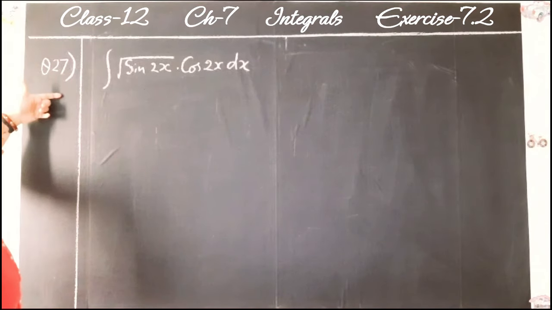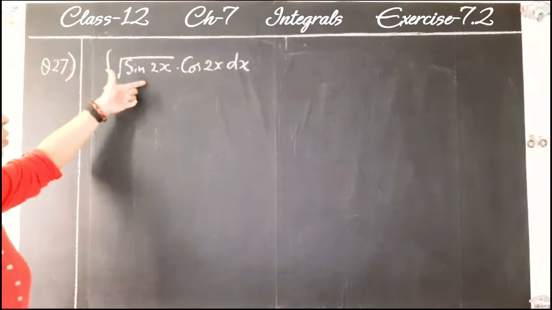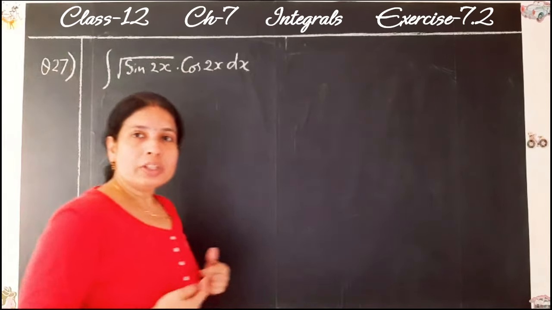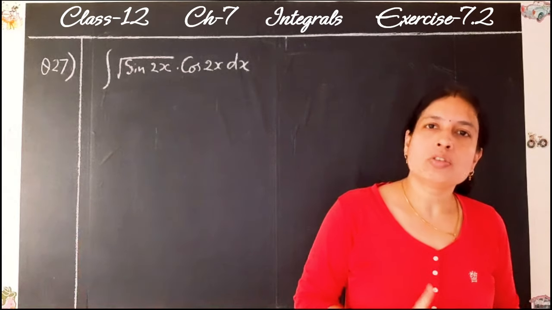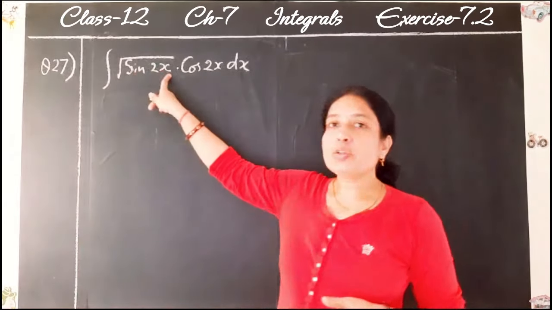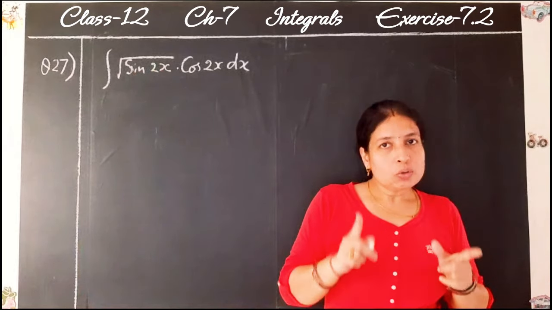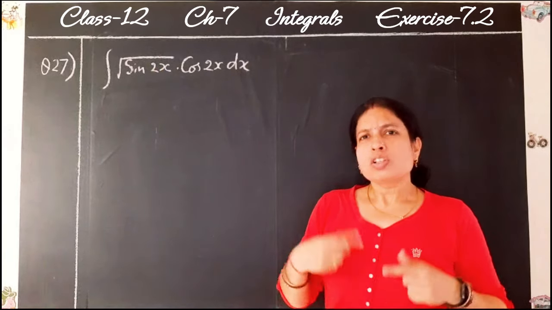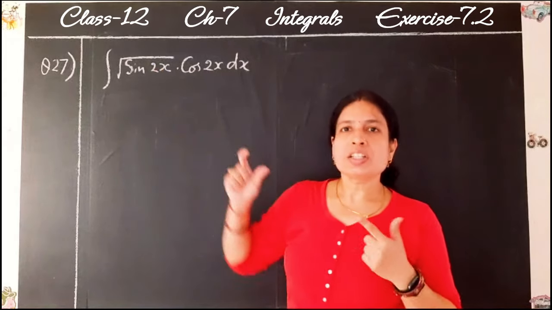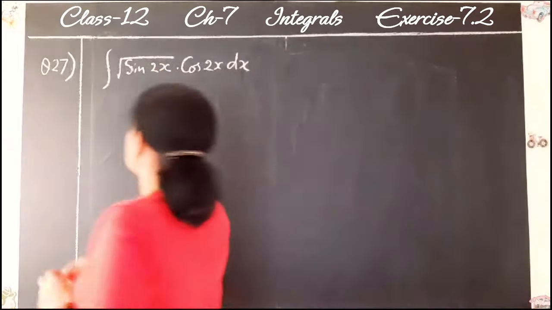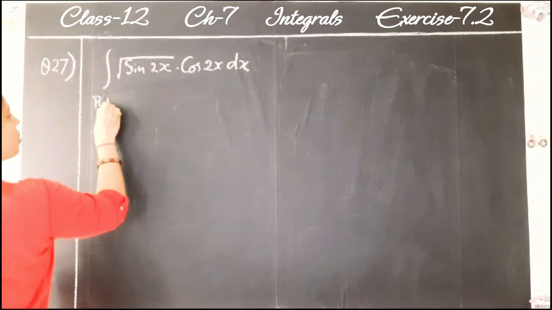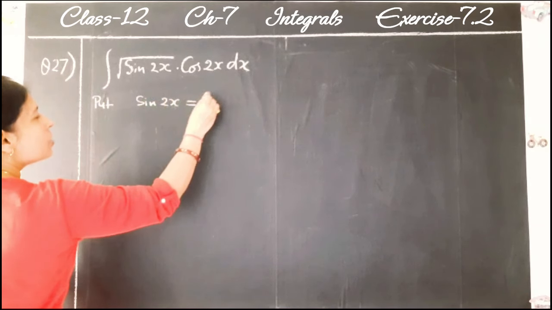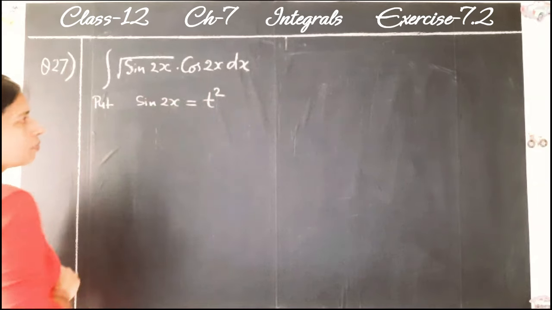See question number 27. It is integral of square root sin 2x into cos 2x dx. Here we know that derivative of sin x is equal to cos x. But here it is given sin 2x, so derivative will be 2 cos 2x. But here sin 2x is given in square roots. So as always we put sin 2x is equal to t square. First put sin 2x is equal to t square.